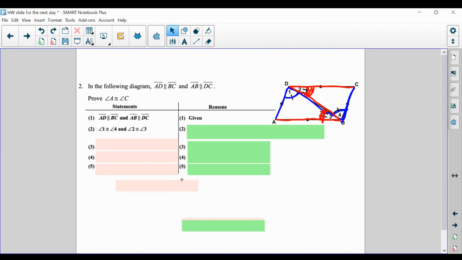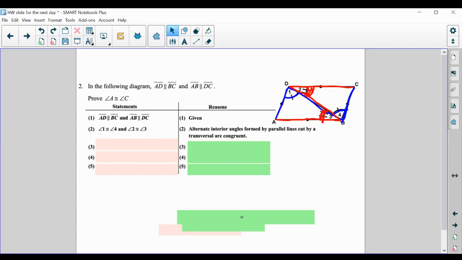So you need to write that angle 1 is congruent with angle 4 and angle 2 is congruent with angle 3. And as we said, alternating interior angles are congruent when two lines are parallel. So this is the way to write it. If you have similar meaning, you're good. As long as you say that alternating interior angles are congruent, you're good to go.